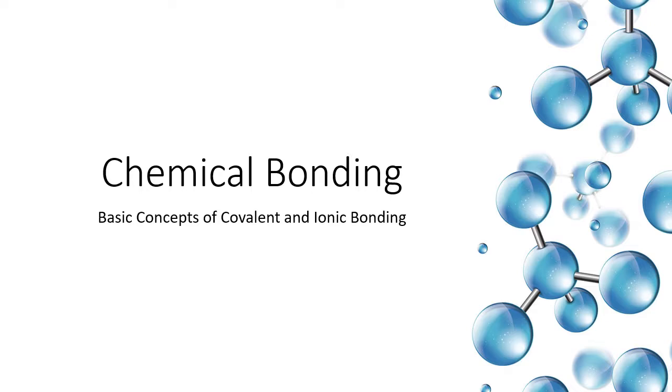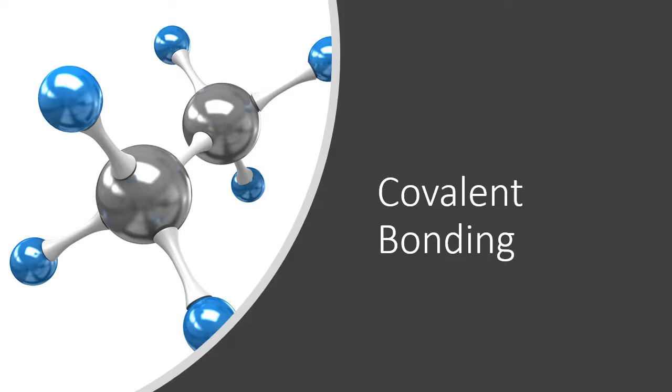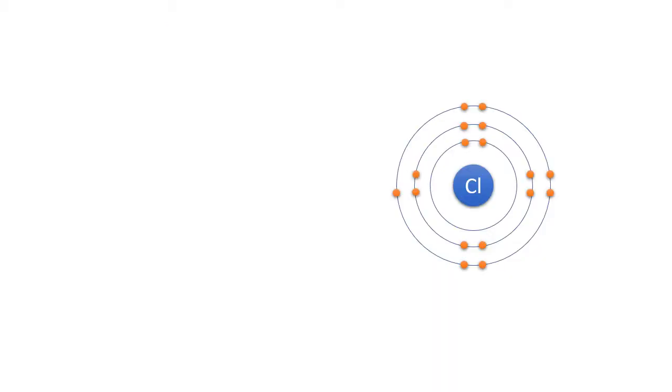In this video, we will explore some basic concepts of covalent bonding and ionic bonding. Let's begin with covalent bonding. Covalent bonding normally occurs between nonmetals, atoms that hold tightly onto their electrons. Let's use chlorine as a typical example of a nonmetal.